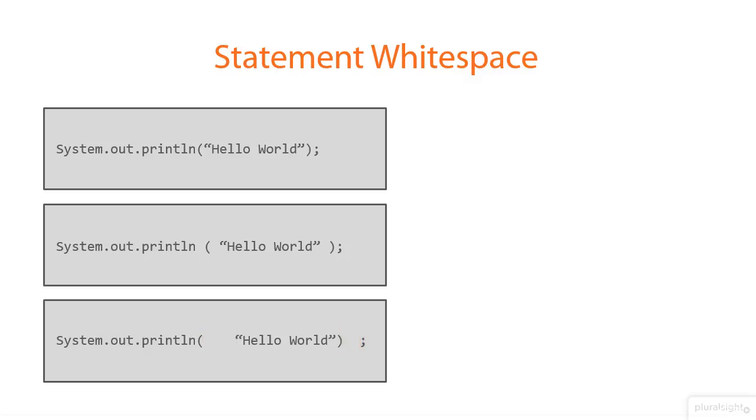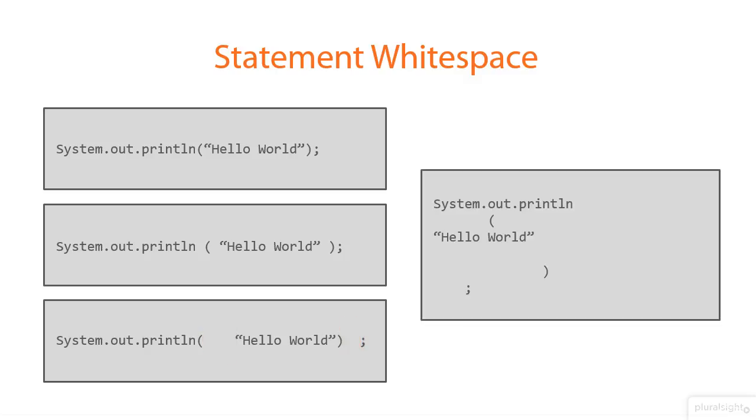And remember that because the new line is considered a white space, I can even format it like this. Now this is kind of a crazy way to format it, and I wouldn't suggest you do this, but it's all just white space. After that print line, we've got a new line followed by a bunch of space characters. That's fine. Right after that parenthesis, we've got a new line again. After hello world, we've got a new line, another new line, and then a whole bunch of space characters.